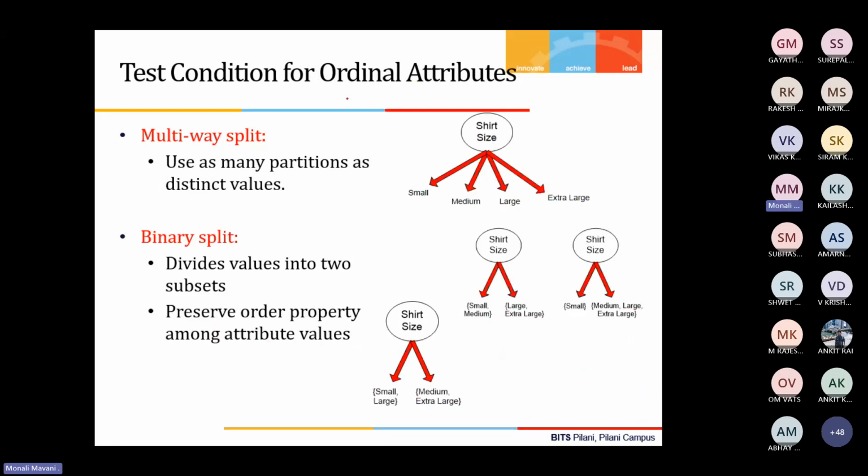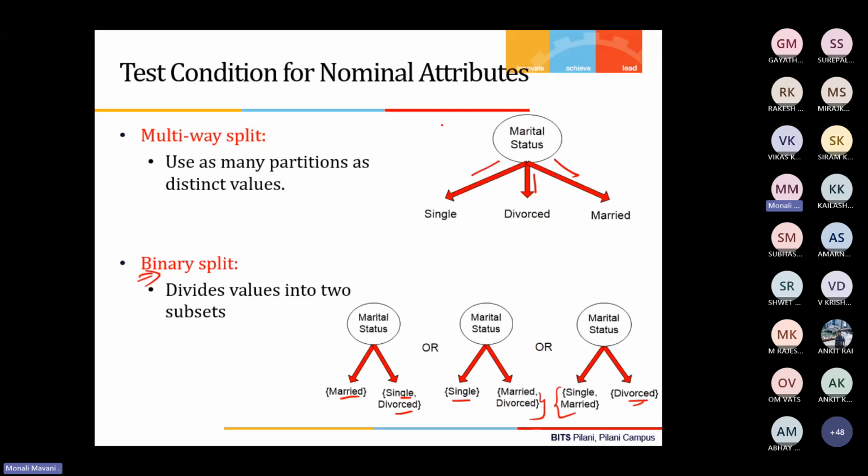In a multi-way tree, if you have many values, as per the values you can have an individual branch going. Now, when we have nominal attributes, like marital status (single, divorced, married), the order will not matter when we do a binary split. Whether we combine married with single or divorced, any of these will not have an effect in the algorithm. It is entirely based on your domain knowledge.